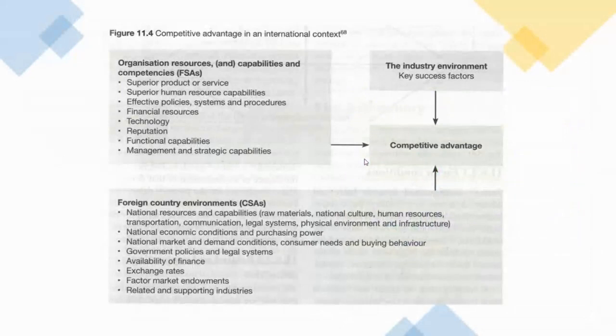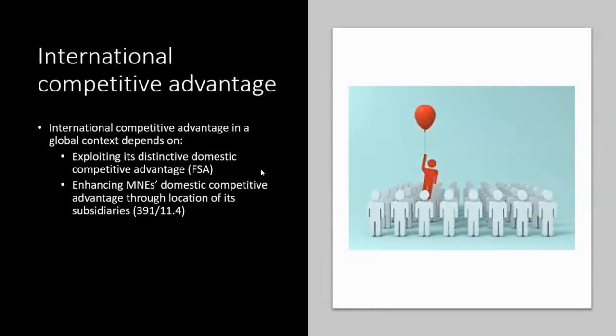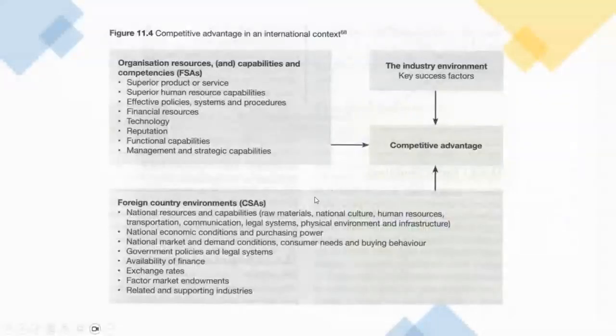Right, so in terms of competitive advantage, the different elements in terms of international competitive advantage, there are a couple of things that we have to look at. We have to look at the local domestic competitive advantage. What are the advantages of operating in a particular country? And then also, what can we do by locating in a particular area?